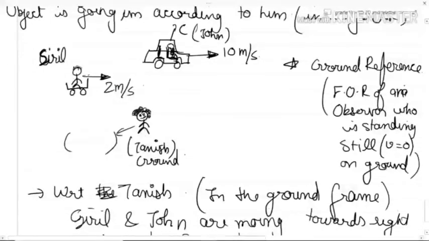So basically, if I draw a frame of reference where Tanish is. Sir, I have a doubt. Will the speed of Tanish be 0 meters per second? Yes, it is. He is at rest. This guy is at rest.